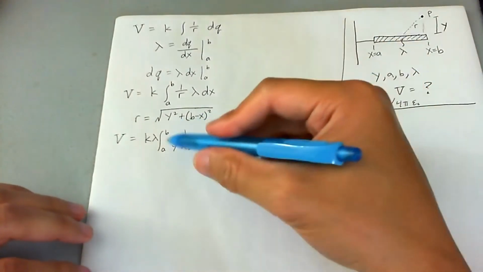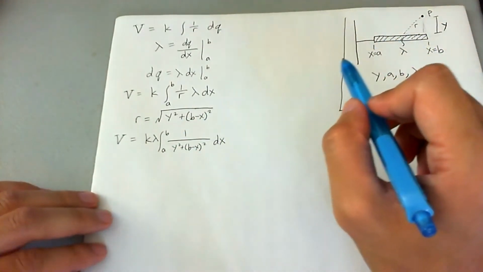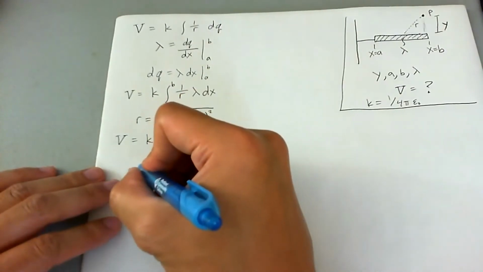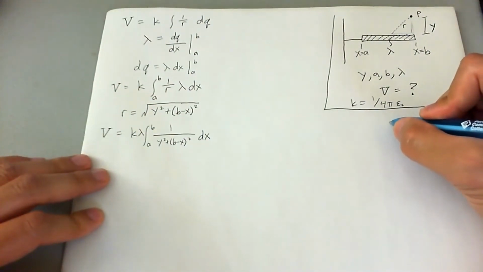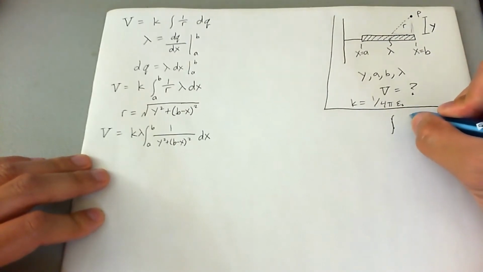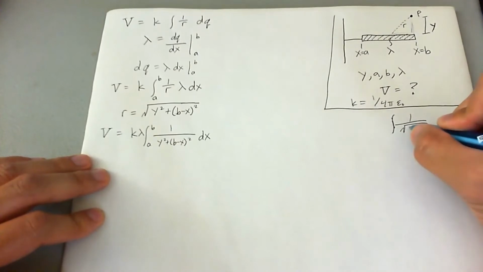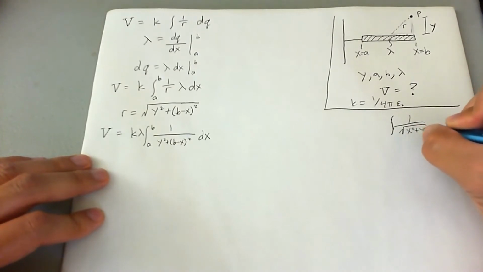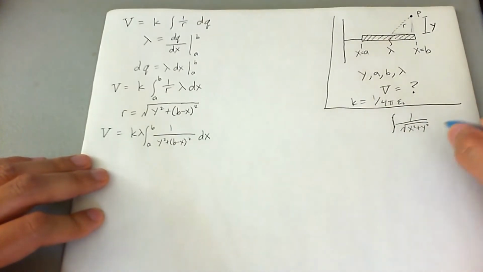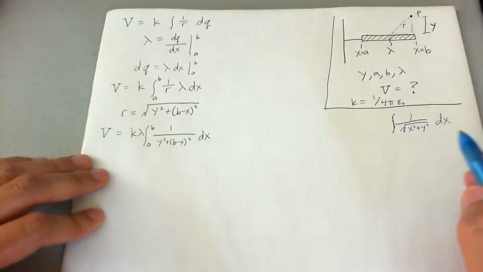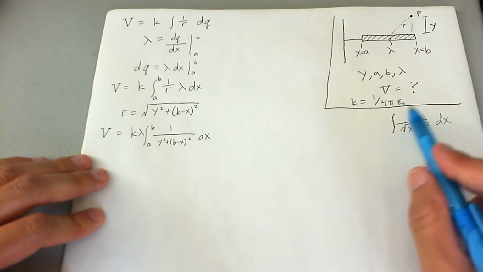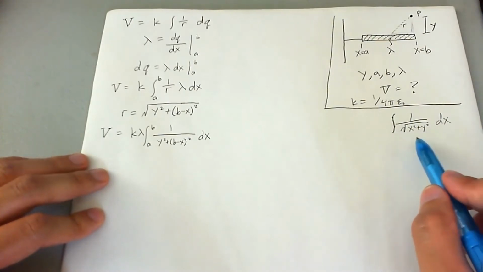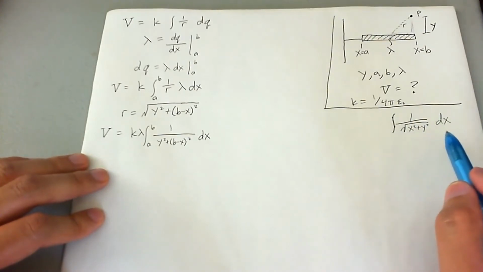Cool, this is starting to look familiar. If you look up online how to take the integral of, for example, 1 over the square root of x squared plus y squared, where y is a constant, and you take it over dx, there's something on the internet which you can find that gives you the answer pretty easily.